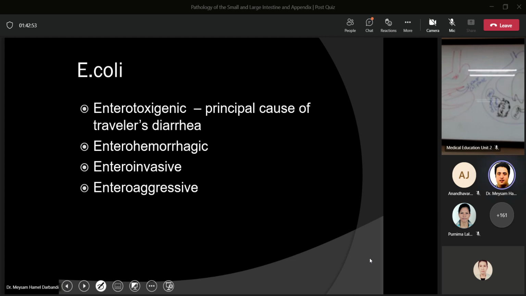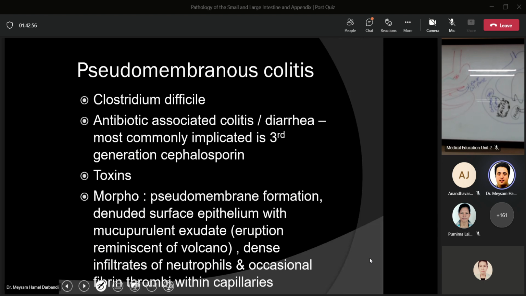So let me go forward, class. We go to pseudomembranous colitis. So it's about Clostridium difficile, antibiotic-associated colitis. It will cause what? Diarrhea. Most commonly implicated are third-generation cephalosporins. Toxins, and morphologically, pseudomembrane formation, denuded surface of epithelium with what? Mucopurulent exudate, dense infiltrates of neutrophils, and occasional fibrin thrombi within capillaries.